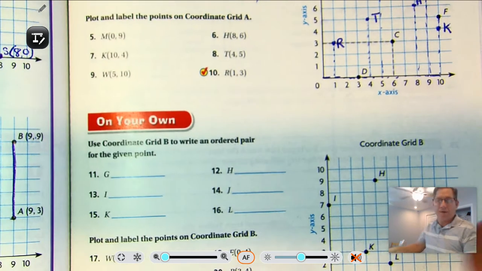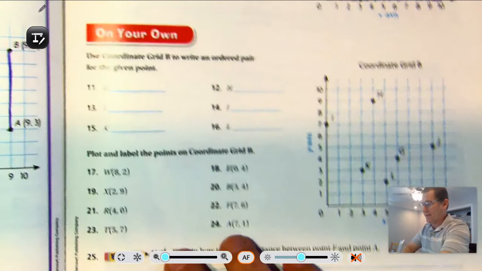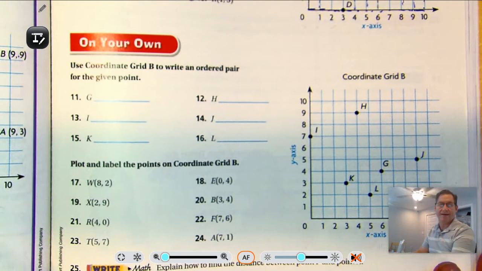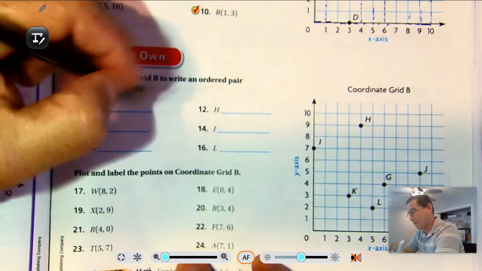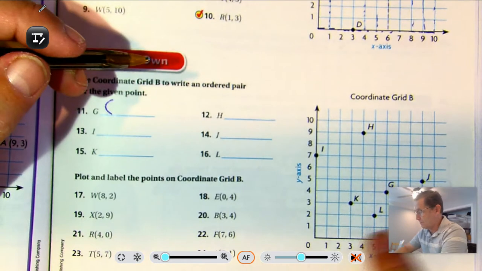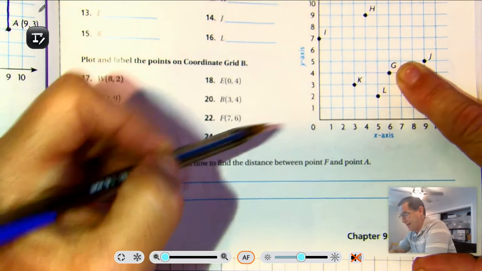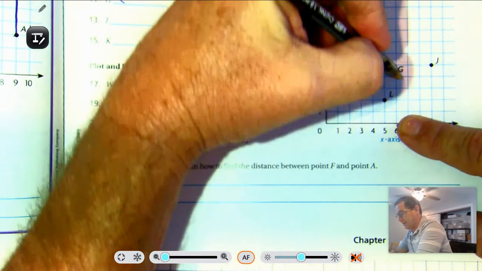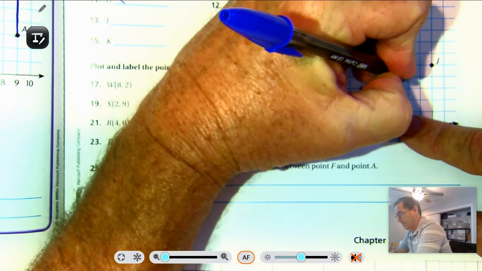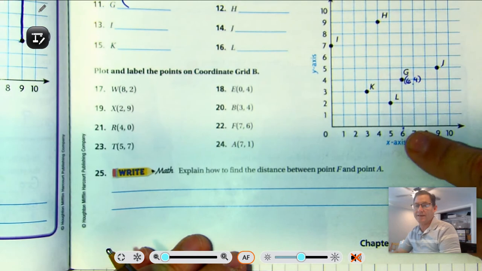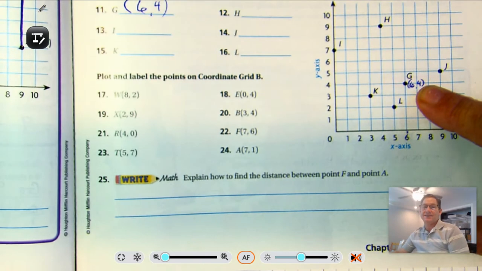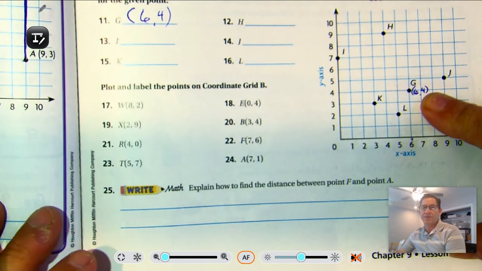All right. So now let's use the coordinate grid B to write an ordered pair for the given points. So this is just like what we just did in numbers 1 through 10. So find point G. Point G is right here, right? And I noticed that it is at 6, 4. I'm going to write that in. It's over 6, up 4. We list the x-coordinate first.